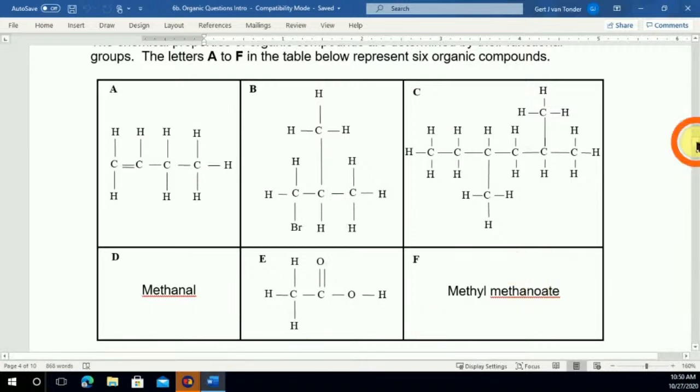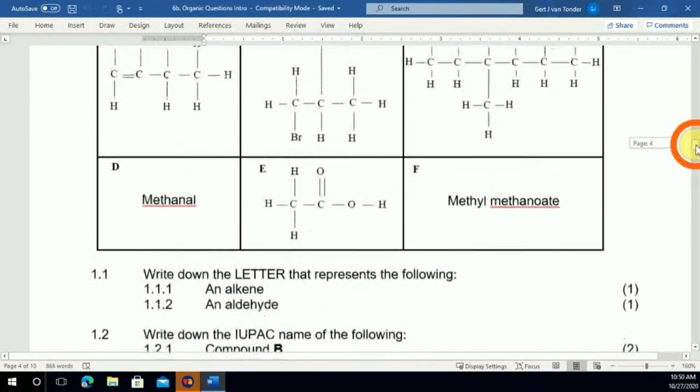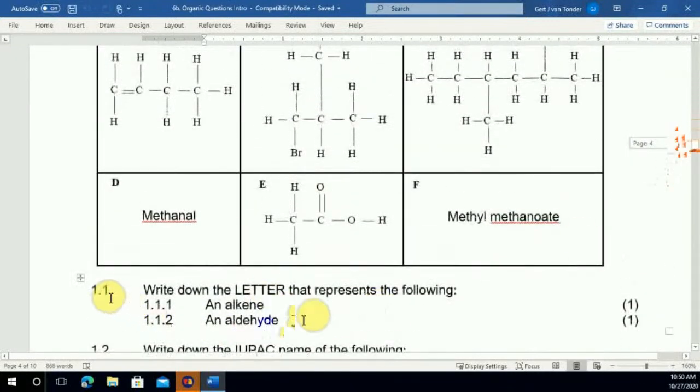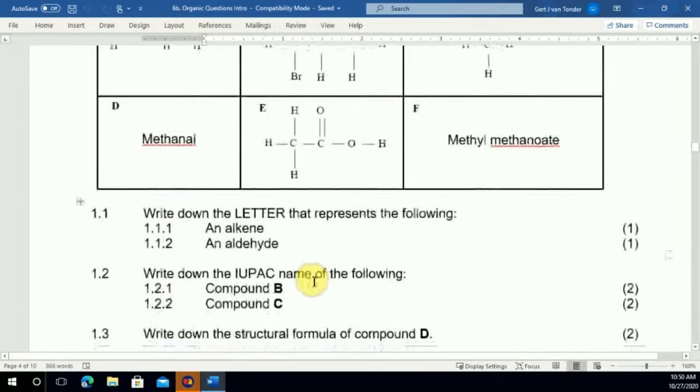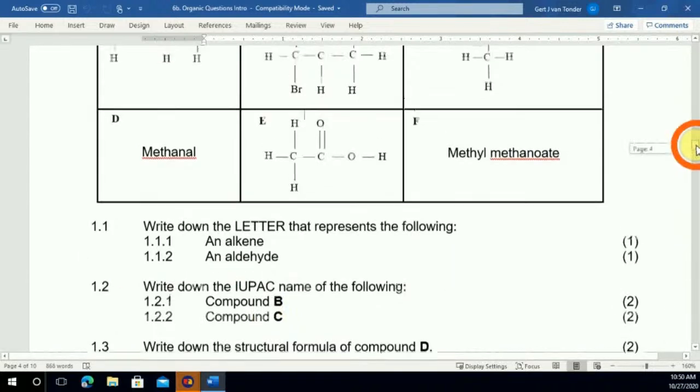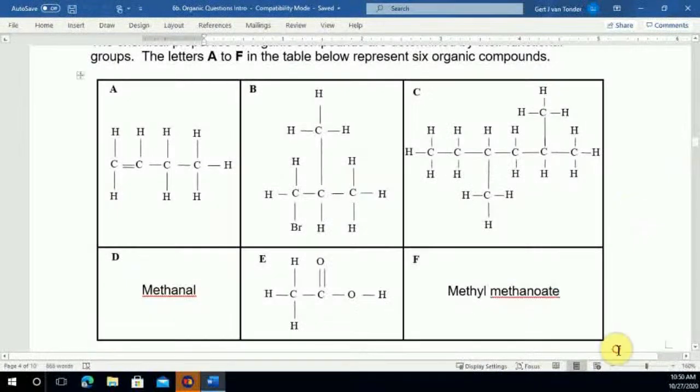So if we look at the questions, 1.1, can you recognize the alkene? And D was the aldehyde. The IUPAC names, 1.2.4, B and C. We've looked at B, and we said that B was 1-bromo-2-methylpropane.